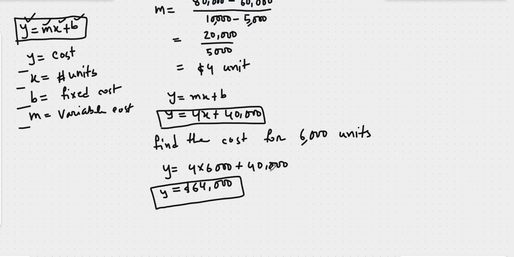The first thing you find is the variable cost per unit, and then you put that variable cost into the cost equation. If your question gives you the number of units, then you find the cost for that particular number of units. So these are the 3 steps.